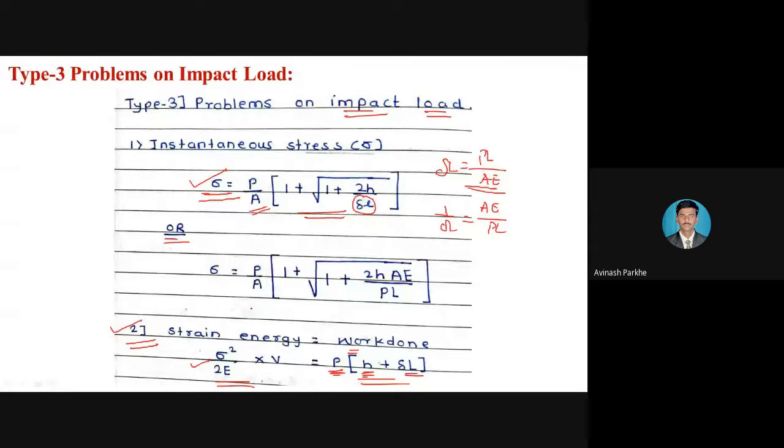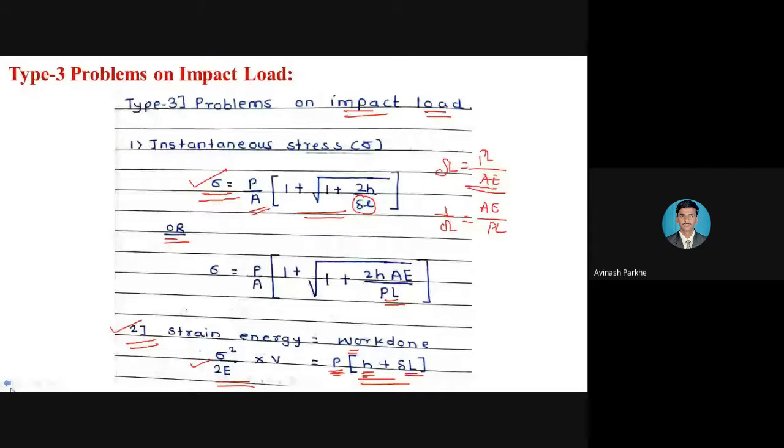So you can take this formula in your notebook, that is instantaneous stress. It is also called maximum stress or stress induced due to the impact load. So take this formula in your notebook, that is sigma is equal to P upon A in square bracket 1 plus square root of 1 plus 2h upon delta L. Same formula I have written in the form of PL upon AE.